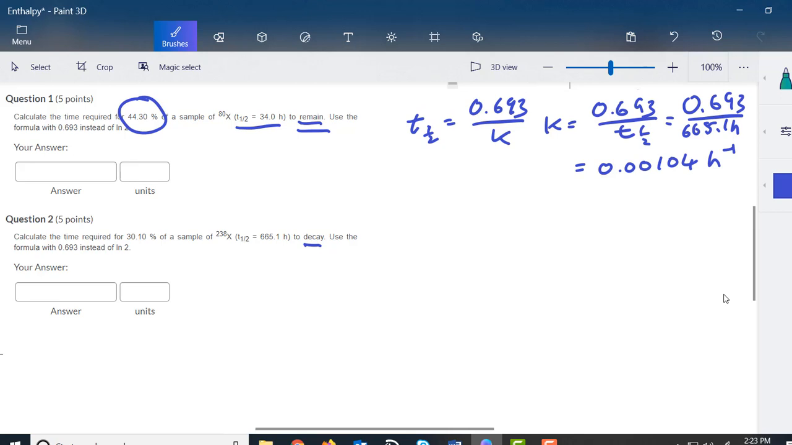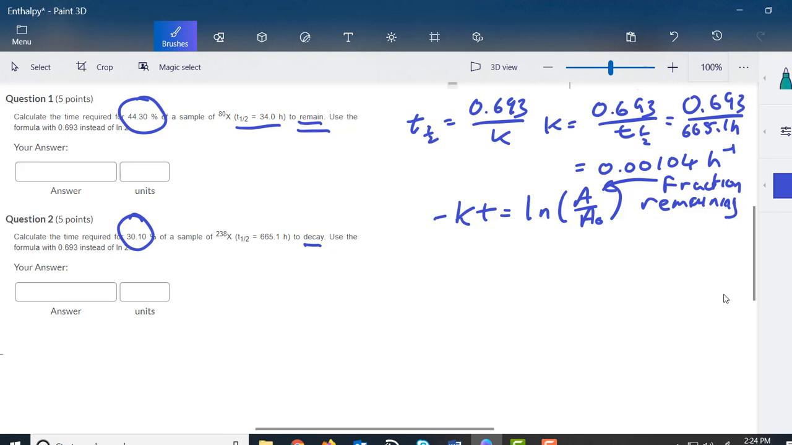The next thing we'll do is what we did earlier, negative KT is equal to log of A over A0, and again that's the fraction remaining. So what we're told here is that, well, what we're looking for is the time to decay, and what that means is I'm going to have to take this percentage and subtract it from 100 before I convert it into a fraction, because this is the fraction remaining over here, but what we're looking for is the time it takes to decay. So that would be what's remaining after subtracting that from 100%.